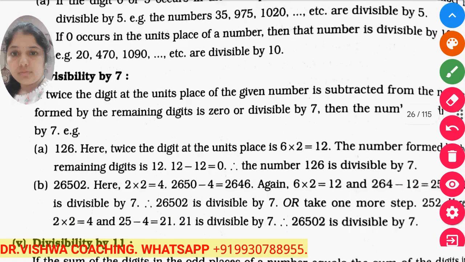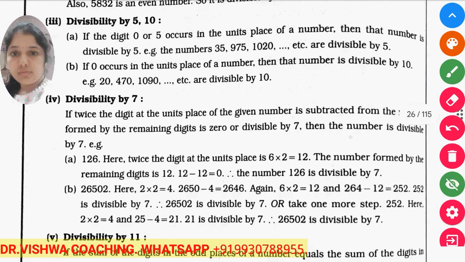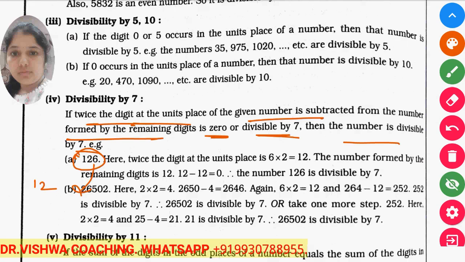But you don't know about 7. What is the divisibility test of 7? You have to double the digit at the unit place, and then that number is subtracted from the number formed by the remaining digits. If it is 0 or divisible by 7, the number is divisible by 7. For example, 126 is the number, 6 is at the unit place, double it, so it becomes 12, and the number formed after extracting this 6 is 12, so 12 minus 12 is equal to 0. 0 is there, so it is a number which is divisible by 7.